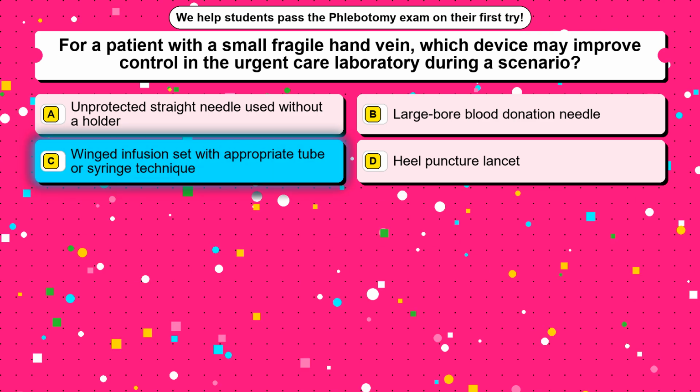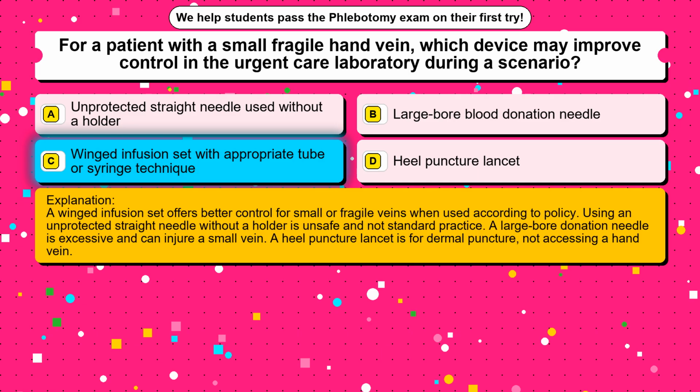The correct answer is option C. Winged infusion set with appropriate tube or syringe technique. A winged infusion set offers better control for small or fragile veins when used according to policy. Using an unprotected straight needle without a holder is unsafe and not standard practice. A large bore donation needle is excessive and can injure a small vein. A heel puncture lancet is for dermal puncture, not accessing a hand vein.